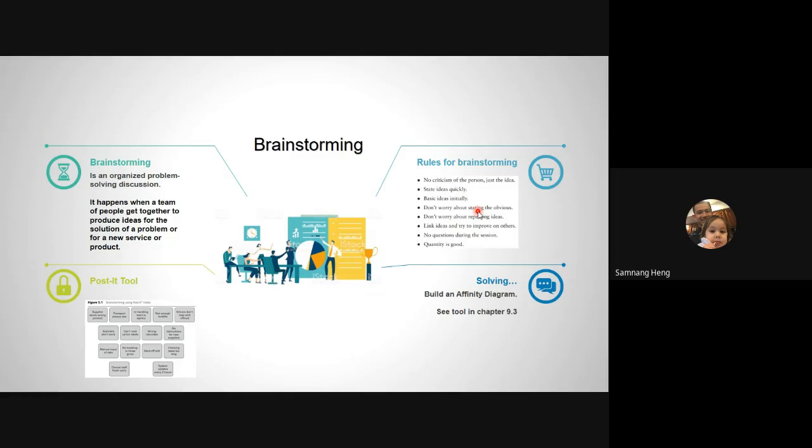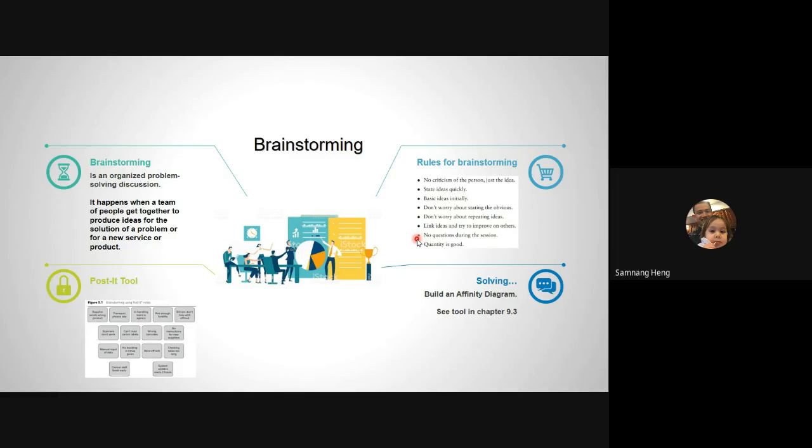Something like that. As long as you don't attack anyone, you'll be fine. And don't worry about repeating ideas. Some ideas repeat, but we would fix it later on. Link ideas and try to improve on each other. Some ideas could build on top of each other. The more people we have, the more ideas we could get, because when more people come together, they could develop each other's ideas.